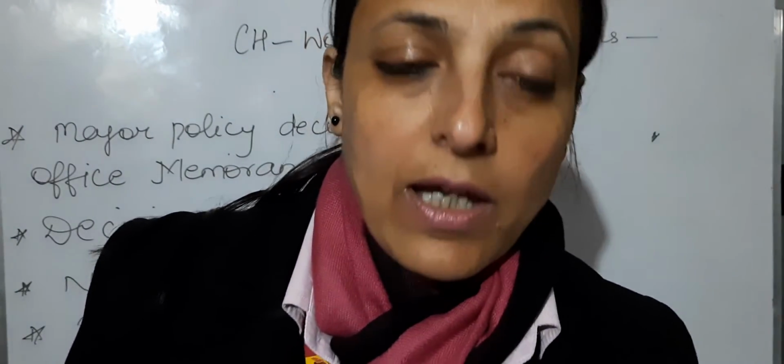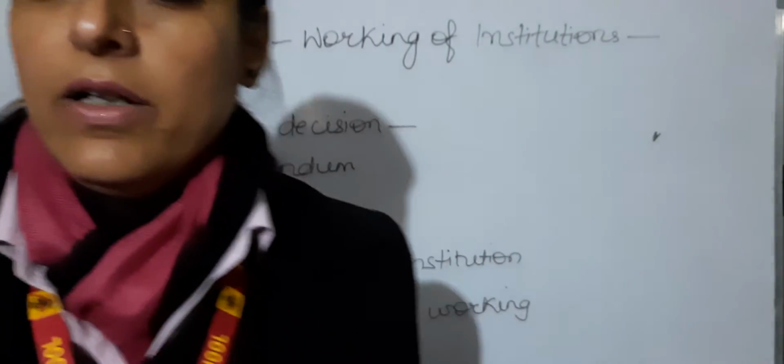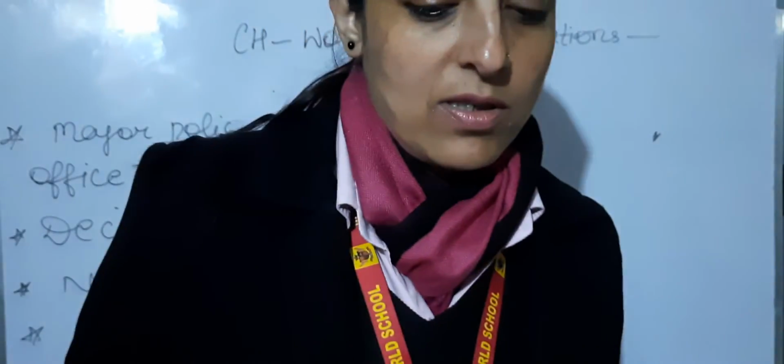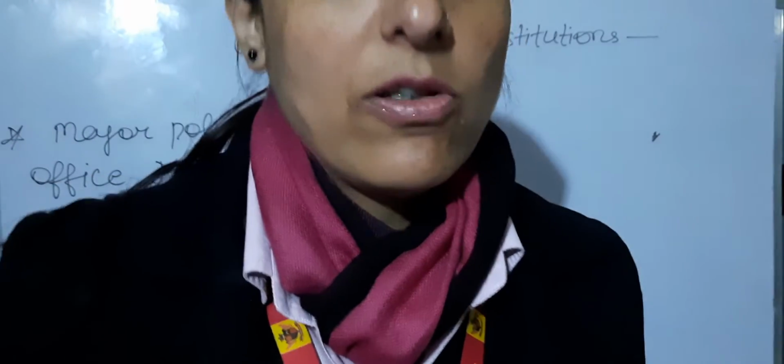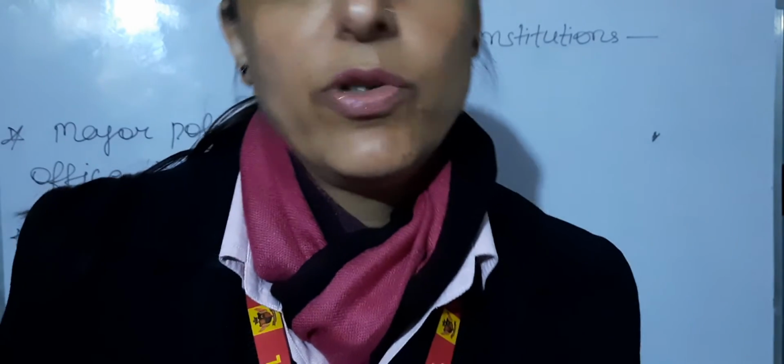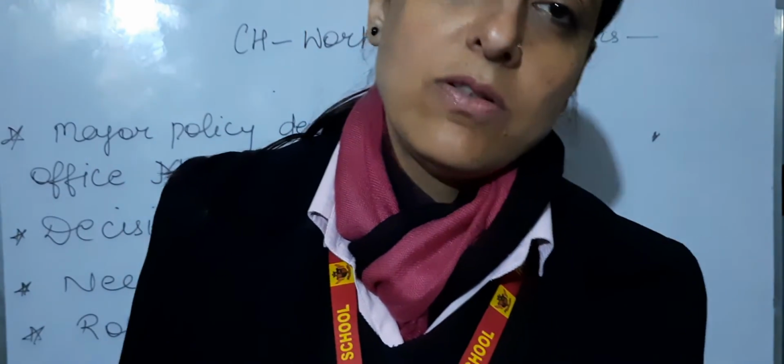But before the expiry of the term, it can also be dissolved by the president on the recommendation of the prime minister. Now, out of these, which house is powerful? If we go by name, then we will say Rajya Sabha. This is called the upper house, so it may be more powerful. But this is not the case.